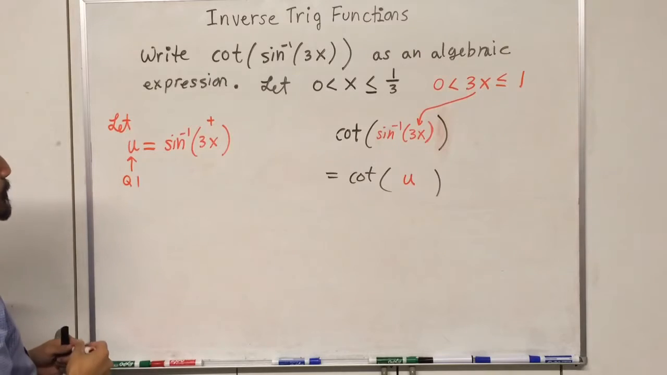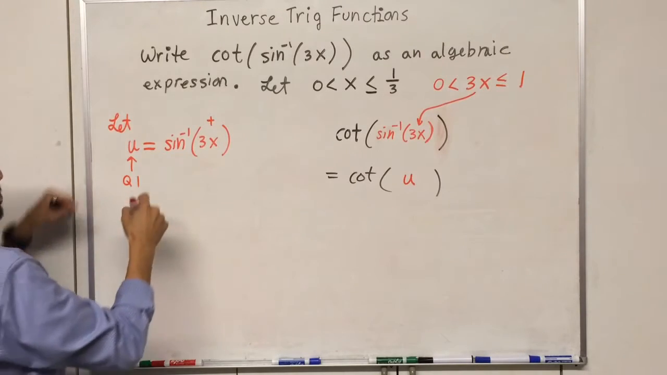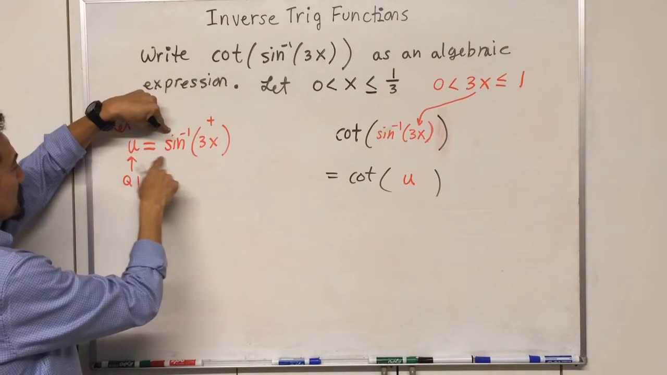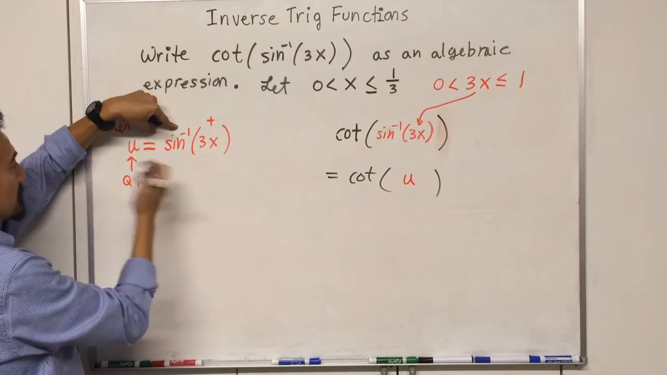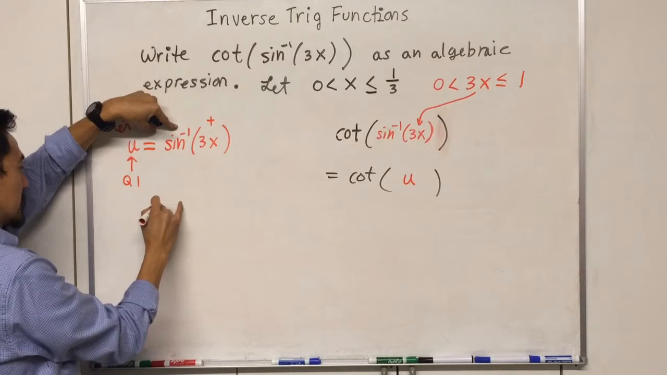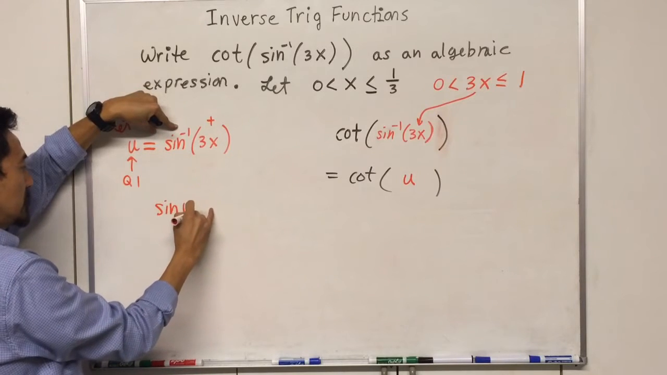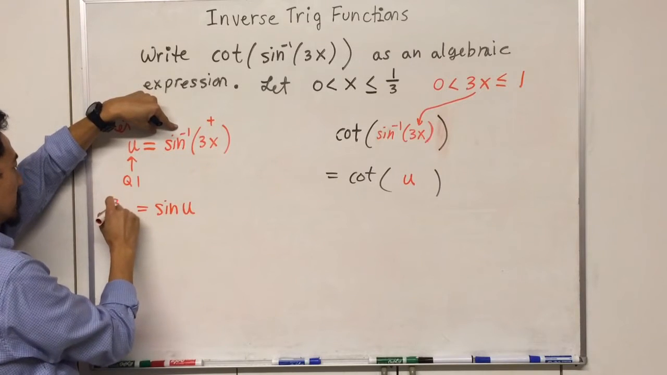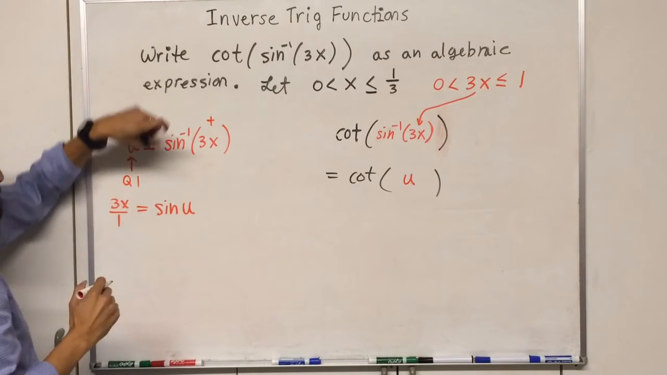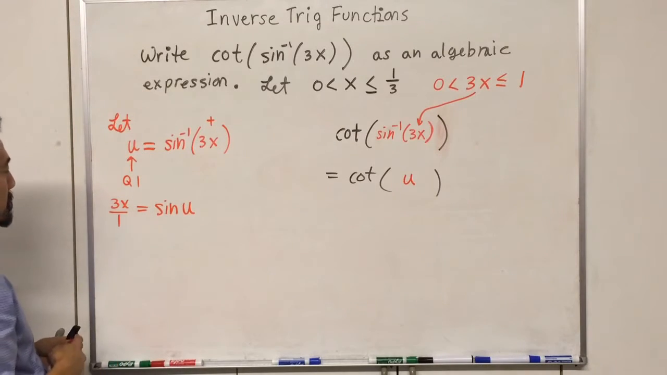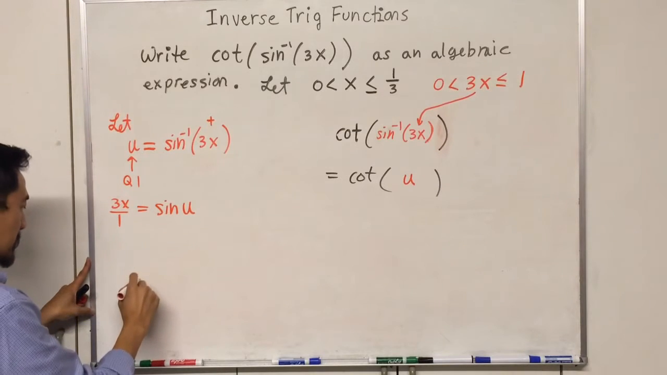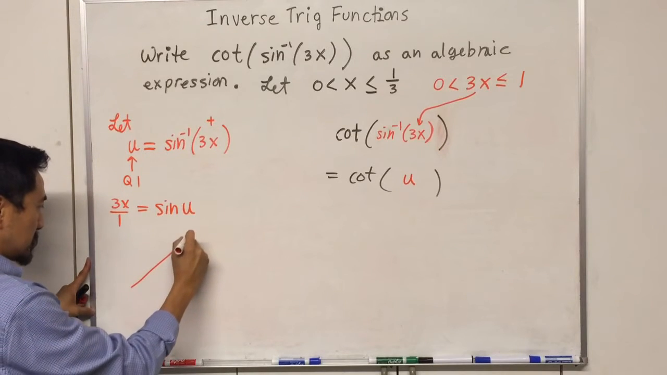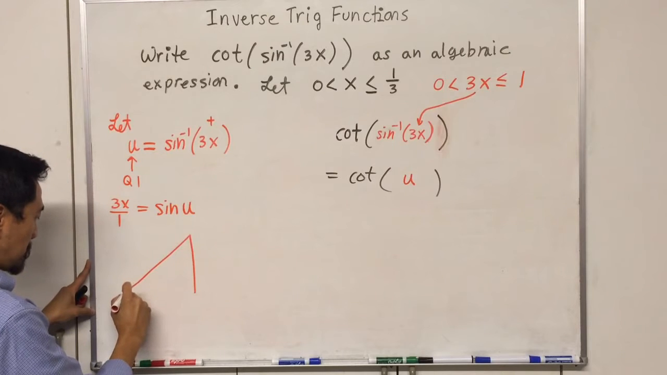So I'm going to take this statement in red and rewrite it using a sine function. I know that the sine of angle u would now equal 3x over 1. So now that allows me to build a triangle. I've got angle u, which is in quadrant 1.